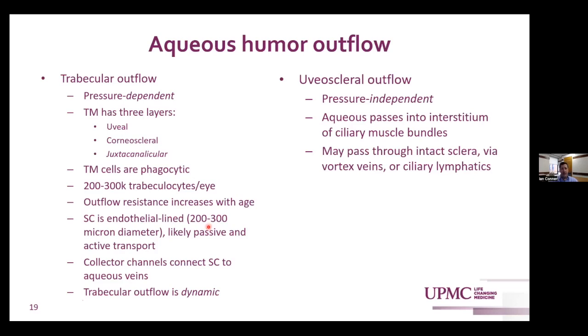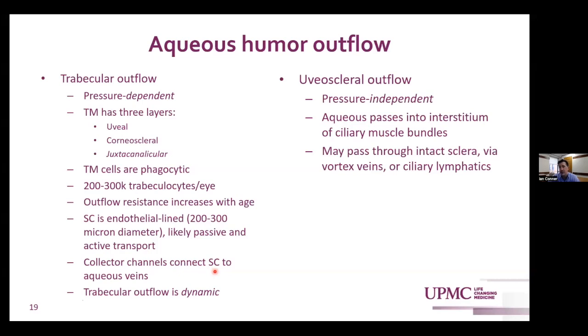It's some passive component. Schlemm's canal is endothelial lined with about a 300 micron diameter. So when we do procedures where we cannulate Schlemm's canal, those devices, for example, the Hydrus Glaucoma stent, 300 microns in diameter, just fits inside the canal and really stents it open. The aqueous goes from Schlemm's canal into the collector channels, and then onward to aqueous veins and so on. And trabecular outflow is dynamic. It's not a constant rate all day and all night long, just as aqueous production is not either. So it's an equation that has to be balanced with a lot of variables.